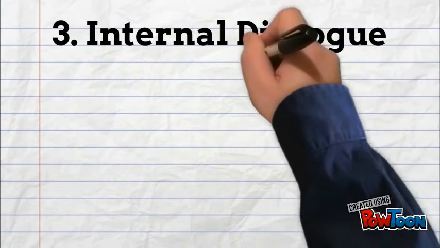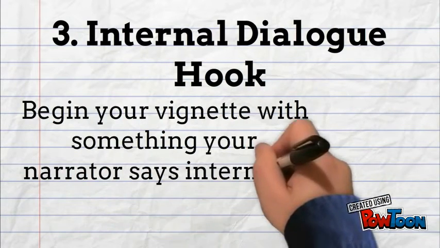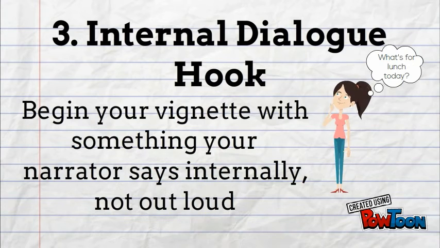The third type of hook is an internal dialogue hook, and that's when you begin your vignette with something your narrator says internally, not out loud.